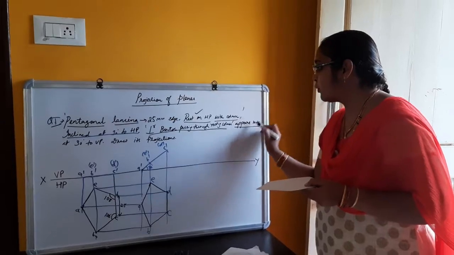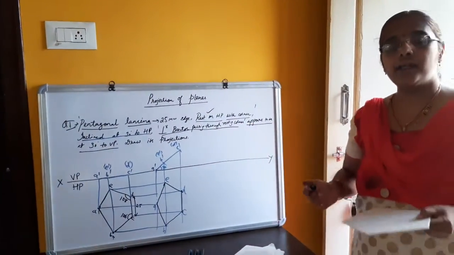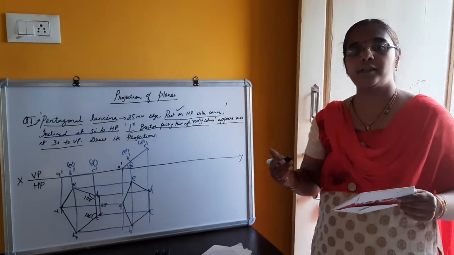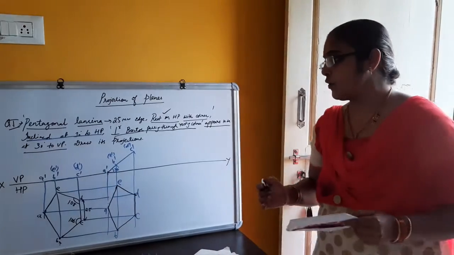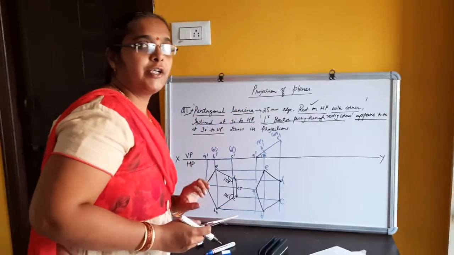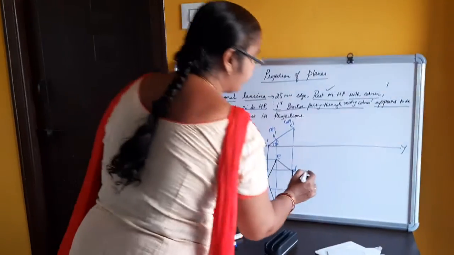telling that it appears to be inclined at 30 degrees to VP. Whenever they say that it appears to be, that means the given angle itself is the apparent angle. So you are supposed to shift this apparent side of the lamina to the apparent inclination directly. Let me draw a line at an angle of 30 degrees.